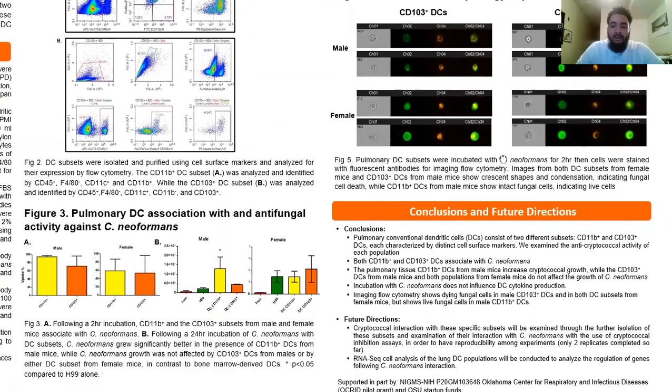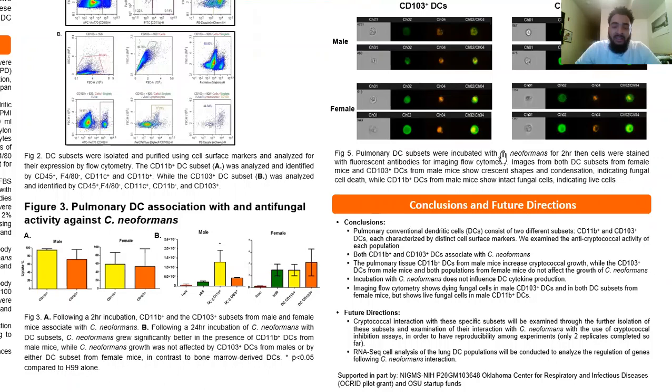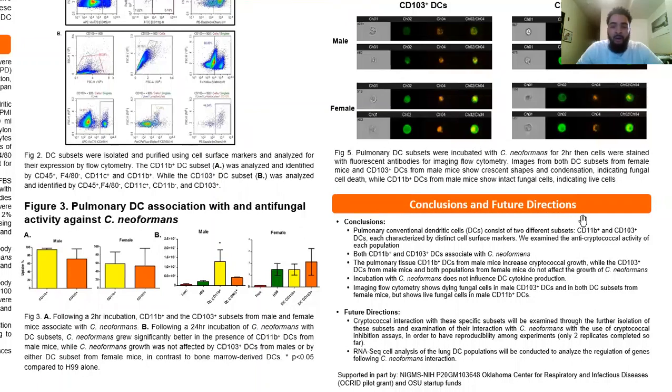In conclusion, we found that both subsets, CD11Bs and CD103s, are associating pretty well with the cryptococcal strain, and that the intracellular morphology of these cells shows depictions of the Cryptococcus inside these dendritic cells. Our future directions lead us into hopefully finding an RNA sequencing as well as a gene study to see what genes are being turned on for chemokines and cytokines during the cryptococcal infection.